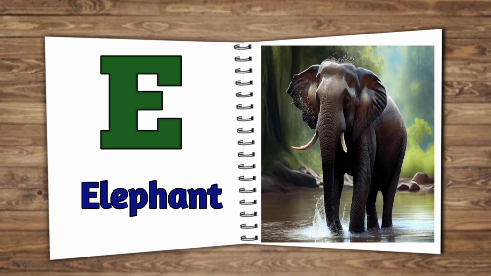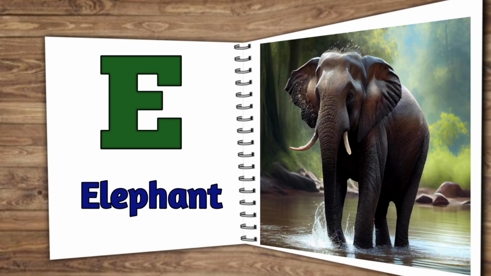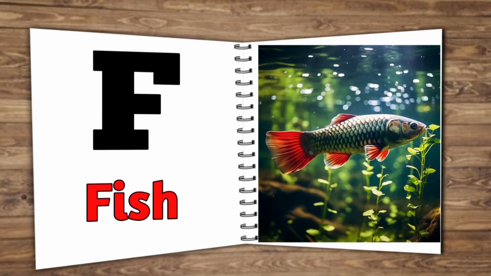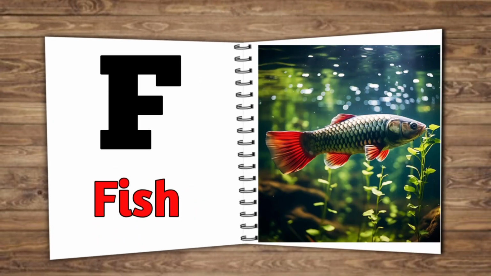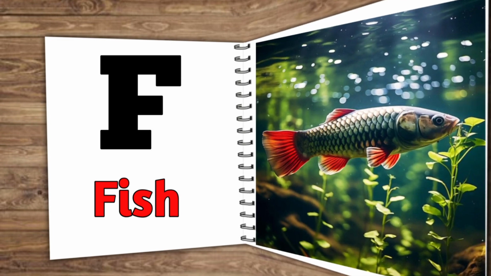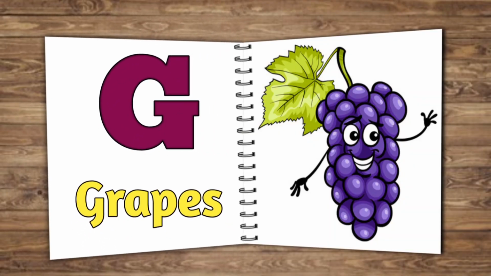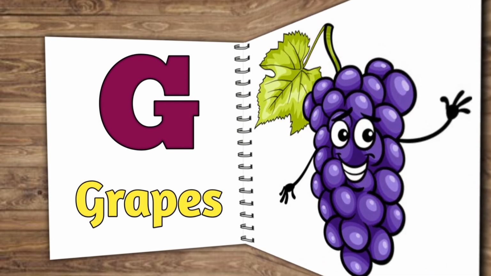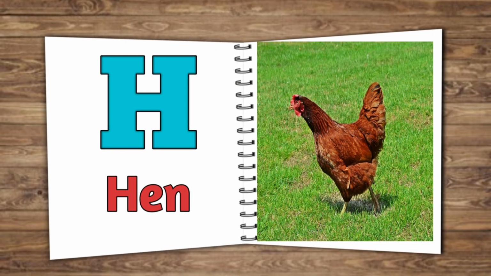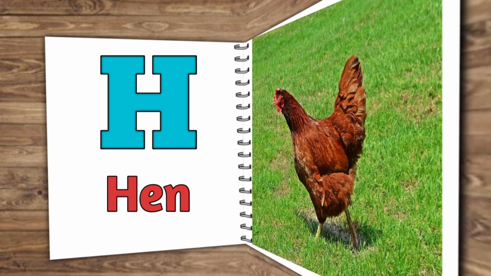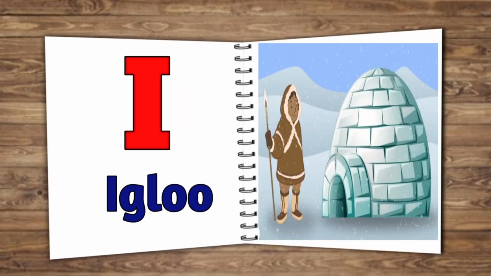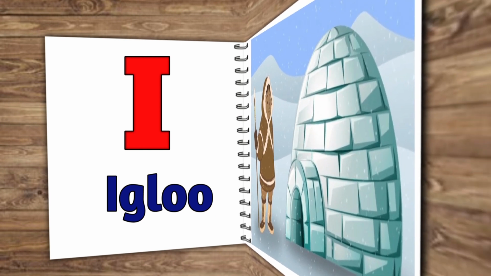E for elephant. F for fish. G for grapes. H for hen. I for igloo.